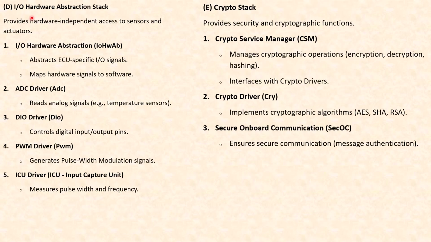Now, the other interfaces are the hardware abstraction stack, which provides hardware independent access to sensors and actuators. Hardware abstraction abstracts ECU specific IO signals and maps hardware signals to software. What is the meaning of abstraction? Abstraction is nothing but ensuring that the signal does not go beyond that layer. It does not go to further lower layers. That is the meaning of abstraction. In a very crude language, abstraction means blocking or ensuring it does not go beyond.